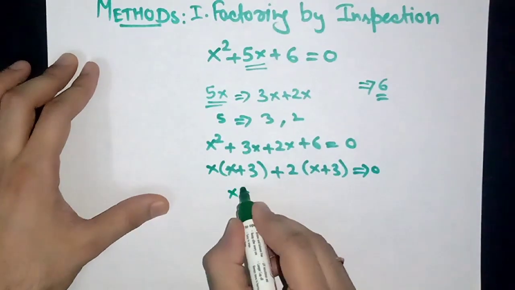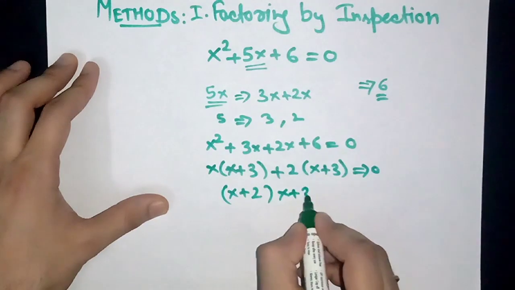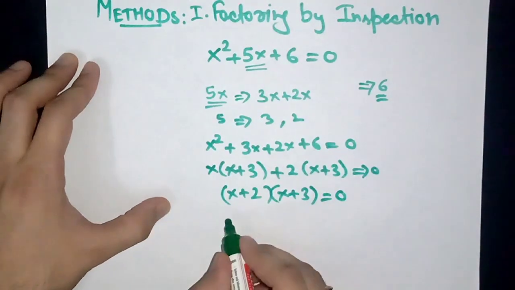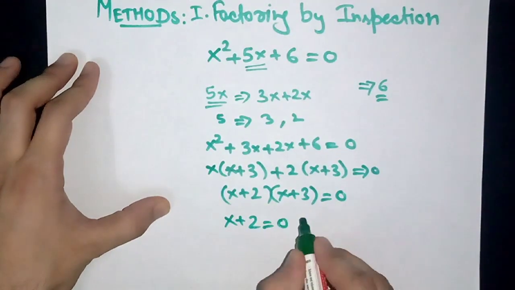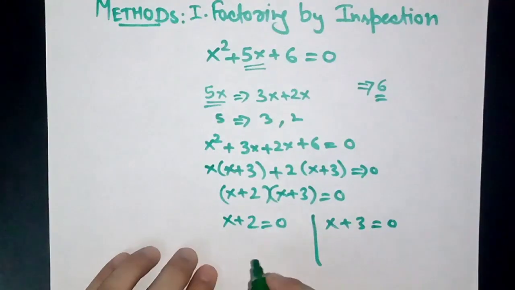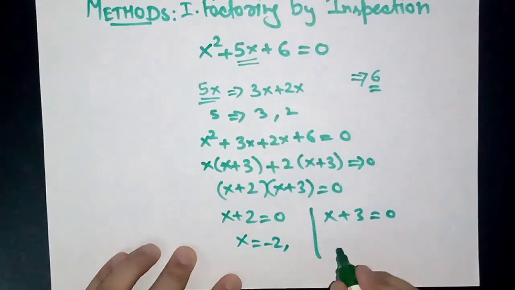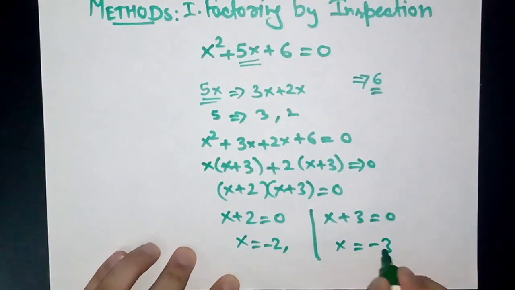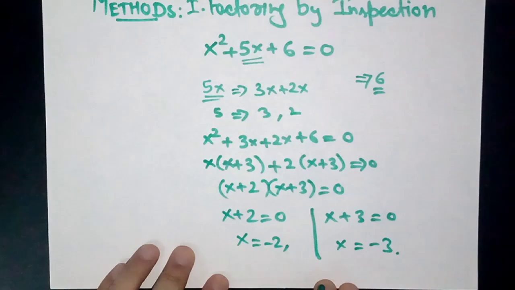So (x + 2)(x + 3) = 0. x + 2 = 0, and the other root is x + 3 = 0. So x = -2 and x = -3. It's very simple.